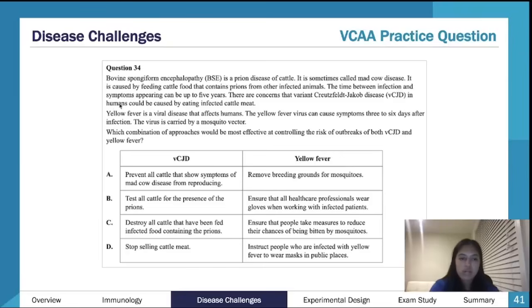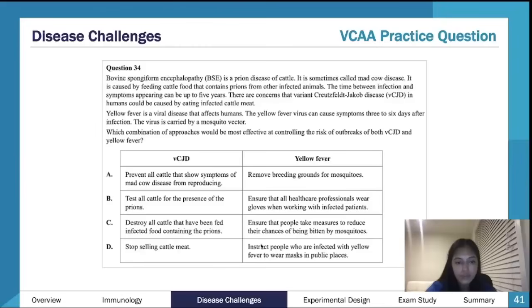In terms of yellow fever, it's a viral disease that affects humans. The virus is carried by a mosquito vector. So you're going to want to look for something that is particularly targeting mosquitoes. Removing breeding grounds for mosquitoes sounds pretty good. Ensure that all healthcare professionals wear gloves when working with infected patients. Probably not the best thing. Ensure that people take measures to reduce their chances of being bitten by mosquitoes. Yep, that's pretty good. Instruct people who are infected with yellow fever to wear masks in public places. Not the best thing, because this would be effective for maybe respiratory or droplet transmission, but not really for something that's caused by a mosquito.